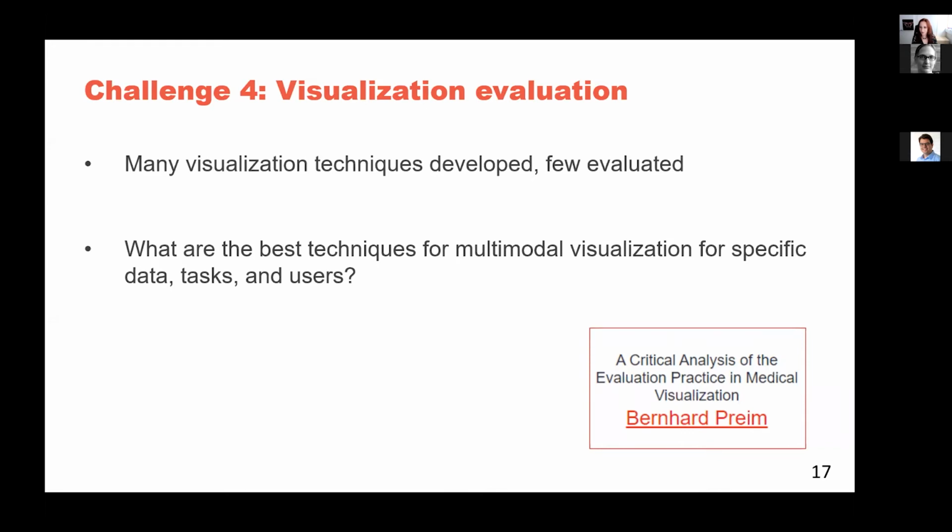So as always, when you're evaluating a visualization and how well it works, you need to think about data, users, and tasks, right? And Bernard Preim will be later this week talking also about evaluation practice in MedVis. So I'm looking forward to his lecture on this as well.